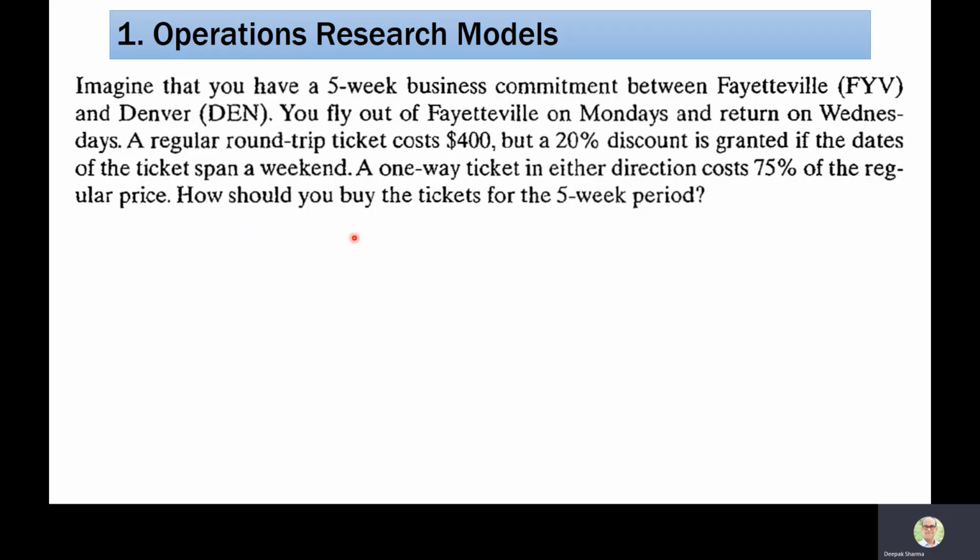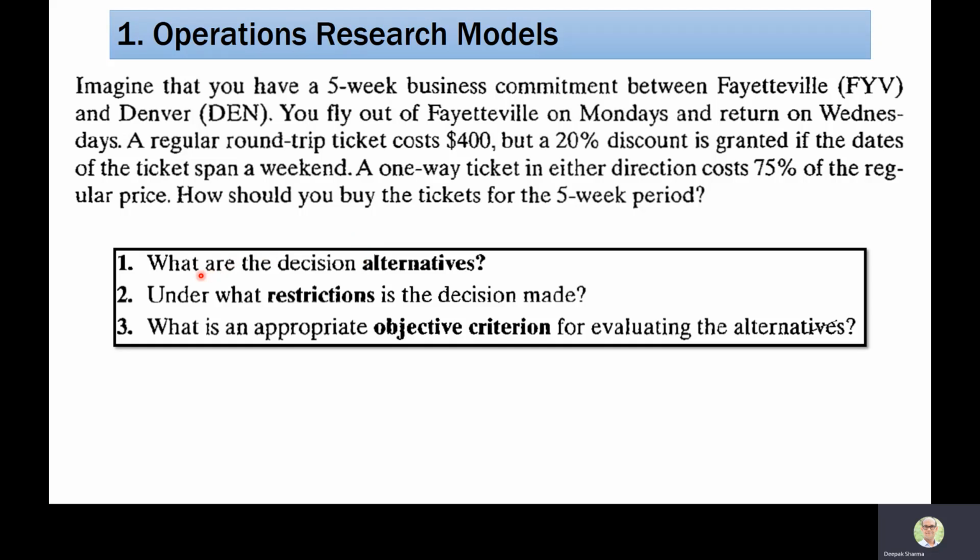So in this case, when we have multiple ways to buy a ticket, the first question is, what are the decision alternatives? Decision alternative means what kind of different tickets I can buy, because that will be costing differently. Second is, under what restriction is the decision made? Decision means we have to fly on Monday and come back on Wednesday. So that is a restriction. I cannot just fly on any day. Similarly, if we have different alternatives, suppose we are going to buy different kinds of tickets, then I should have an appropriate objective criterion for evaluating those alternatives. I will be discussing these 3 in detail later.